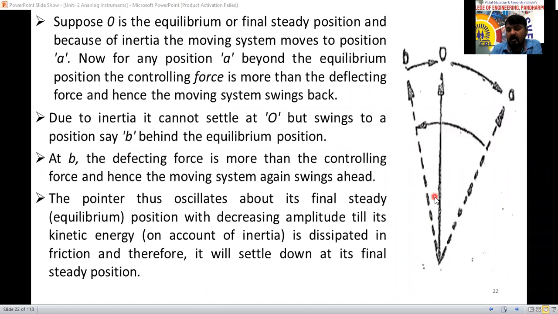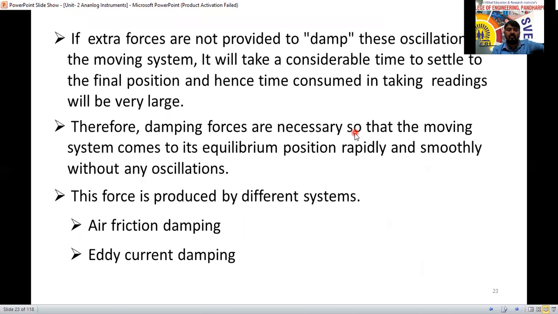After some time. Now you know the problem. This is the problem, the swinging problem is there. In any instrument you consider, it will take some time to settle the pointer. So to avoid this, we have to add the damping force. How can we provide that damping force? There are two methods we are going to discuss. So I will tell that.